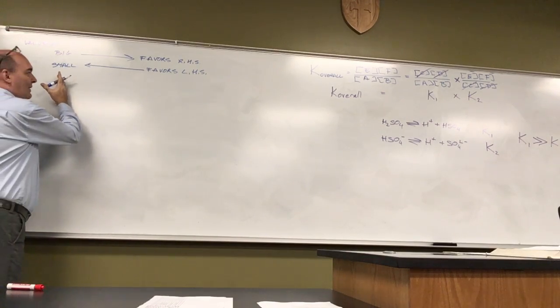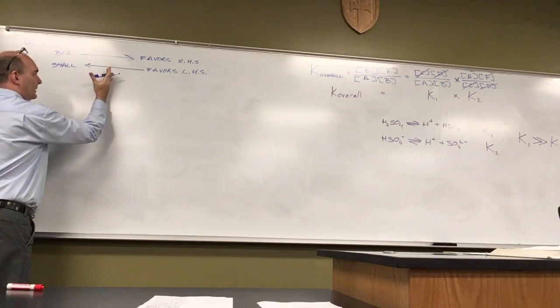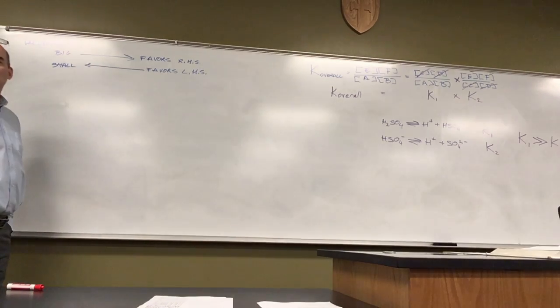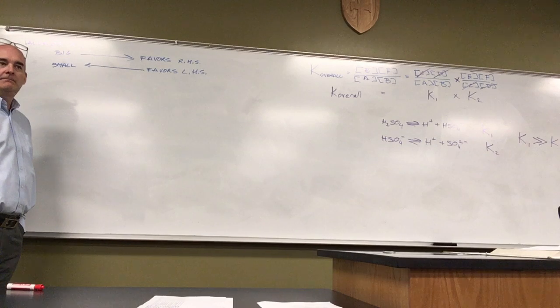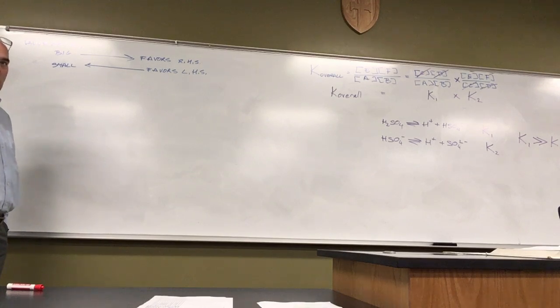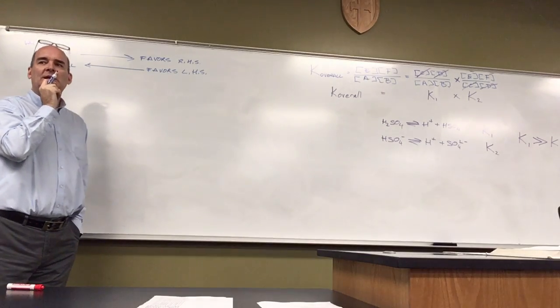I have a reaction that says reactant turns into product, and my equilibrium sits right in the middle. What's the value of K going to be? It's not going to be 0. The number of reactants equals the number of products, so it'll be 1. Is there a time when the equilibrium constant can be equal to 0?